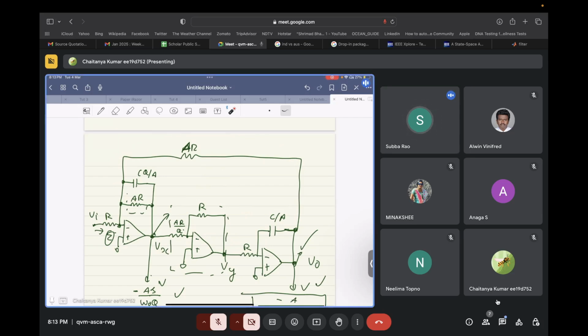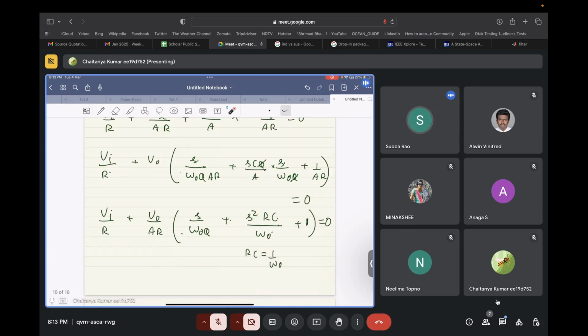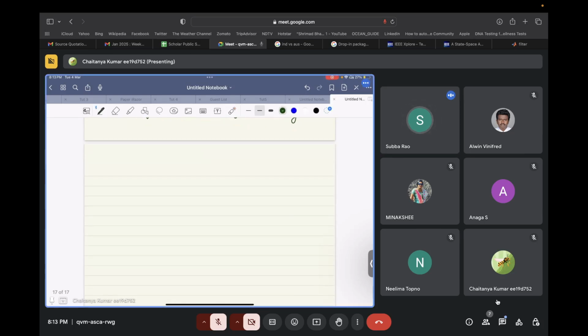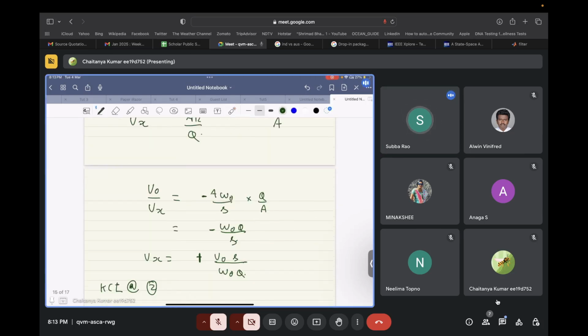So in block diagram, this can be looked at as follows. So its equivalent block diagram we can make.